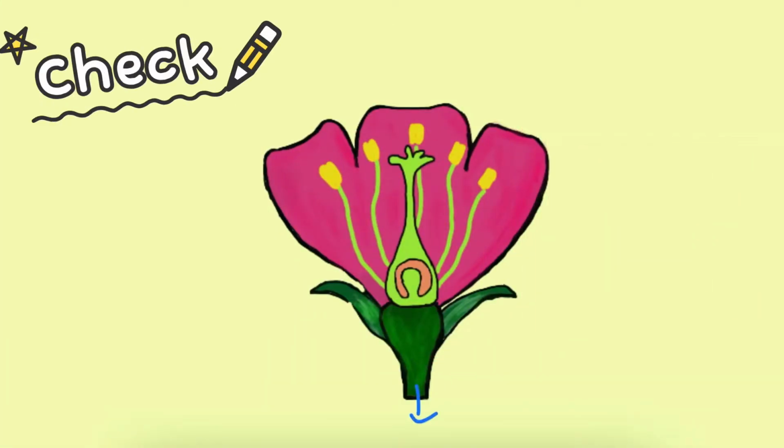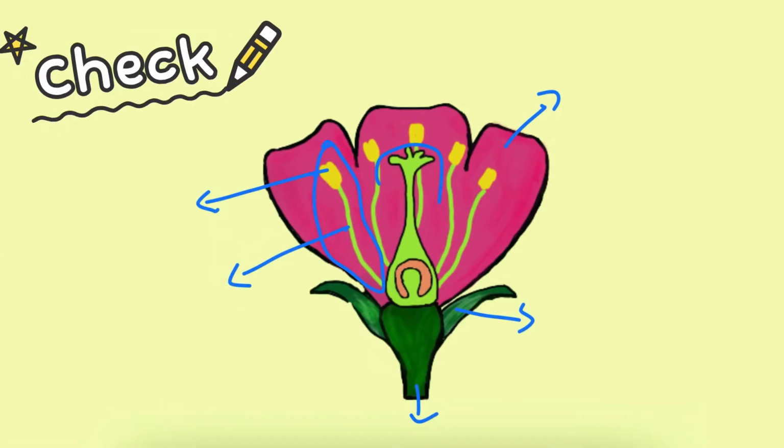Okay, let's check. Last meeting we learned that this one is the stem. This one is the sepal. This one is the petals. How about this one? The male part. Stamen. In the stamen, the top one is the anther, and this one is the filament.